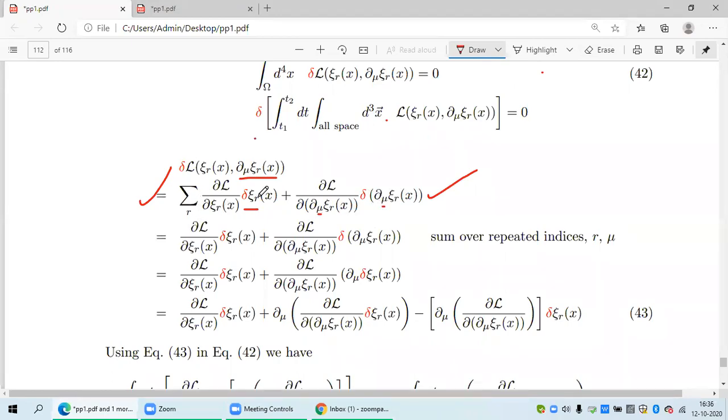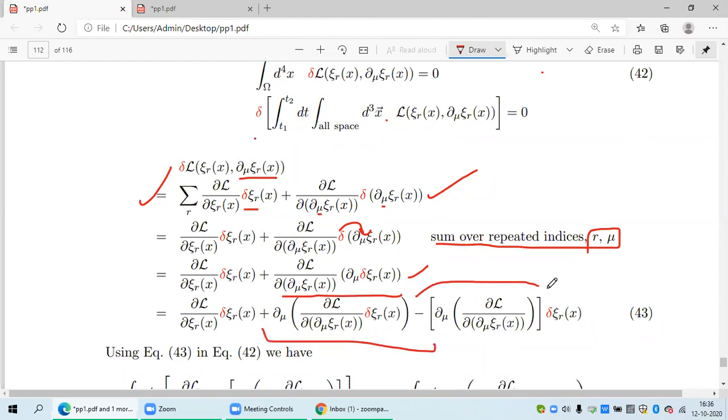Okay, and there is a sum over R. I dropped the sum here because there is a sum over repeated indices R and mu. Now we do the same thing. Here we exchange delta, bring delta here, and after this step, I can write this as a total derivative minus this partial derivative.